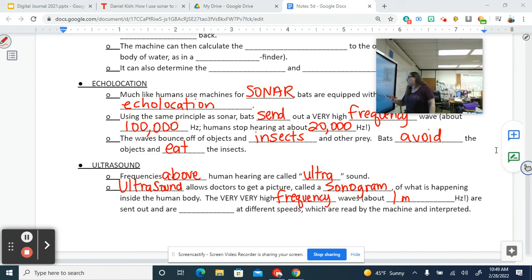And it sends very, very high frequency waves. We're talking about 1 million hertz. So, like, ridiculously high, something we don't even have a chance of hearing, and not even dogs can hear it. And then those waves are reflected back at different speeds. And again, it's interpreted as different shades of gray or black or white. And the person looking at it knows what means what and is able to interpret it.